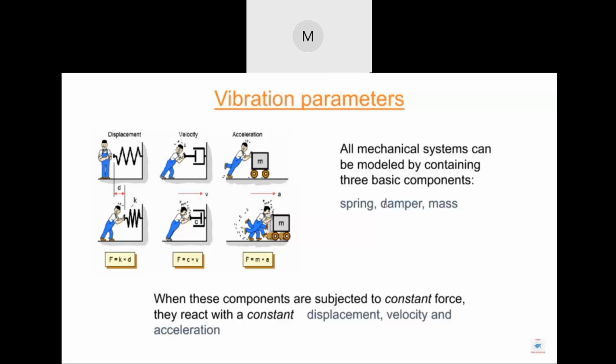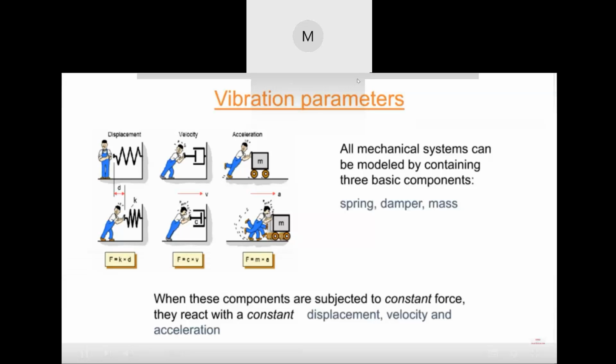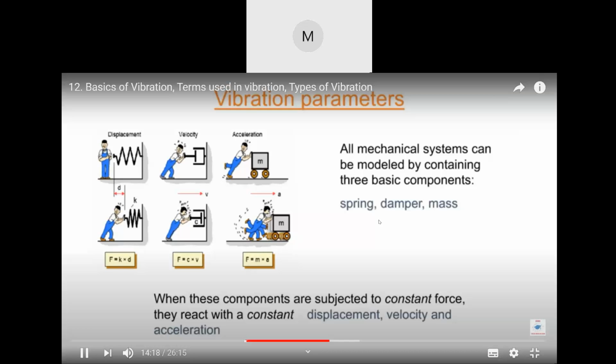I have to measure in vibration these three parameters only, that is displacement, velocity, and acceleration. These things you have to calculate in vibration. Complicated vibratory motion equations will be there, and from that you get the vibration amplitude in these three terms: displacement, velocity, and acceleration. So these are the basic vibration parameters you should know.